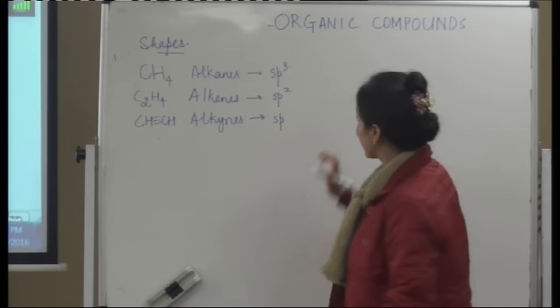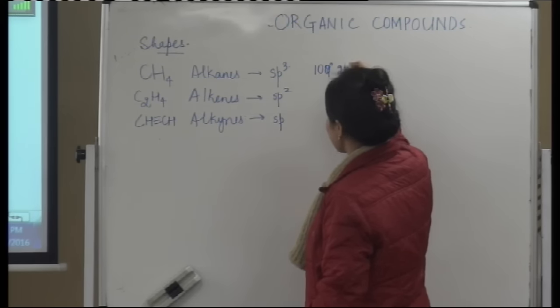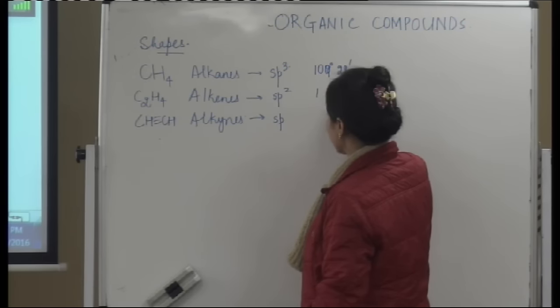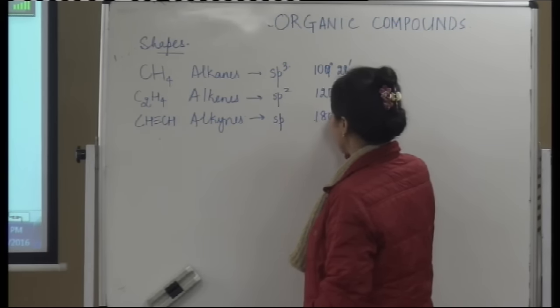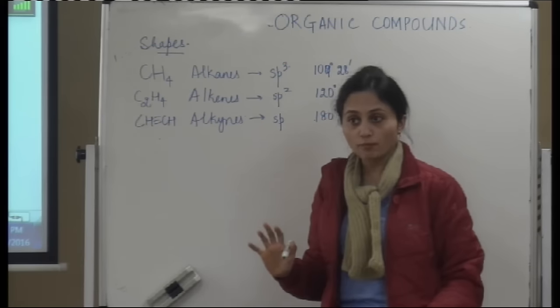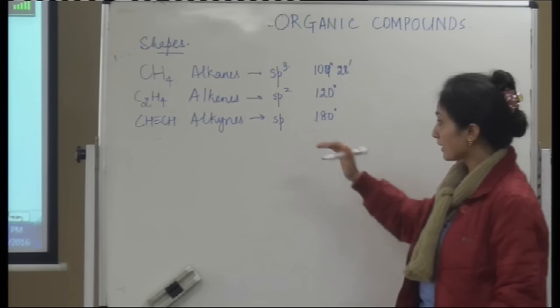Hybridization. When you talk about their angles, sp3 is 109 degrees 28 minutes. sp2 is trigonal planar, so 120 degrees, and sp is linear, so this will be 180 degrees.